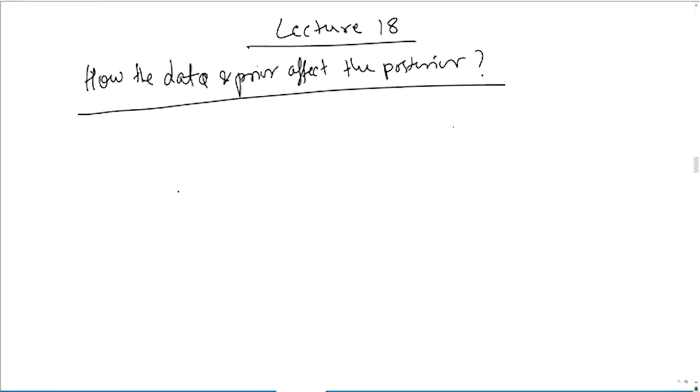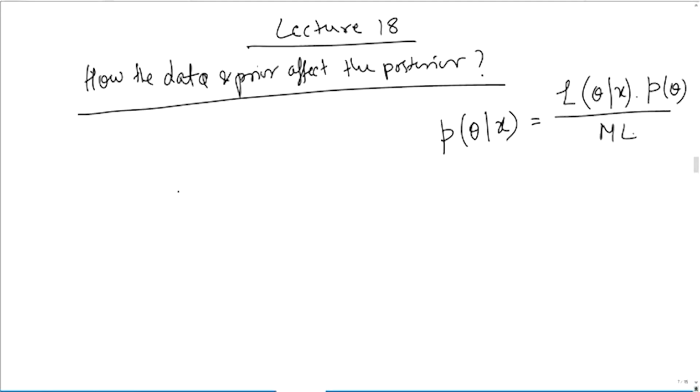My name is Himanshu, and the topic of today's lecture is how the data and our prior assumptions together determine the posterior distribution. What we have seen so far is that the posterior distribution of a parameter theta given some data x is the likelihood function of theta given the data, and our prior assumptions about theta, divided by a constant, the marginal likelihood. If you ignore this constant, you can also write it like this: the posterior is directly proportional to likelihood times prior.